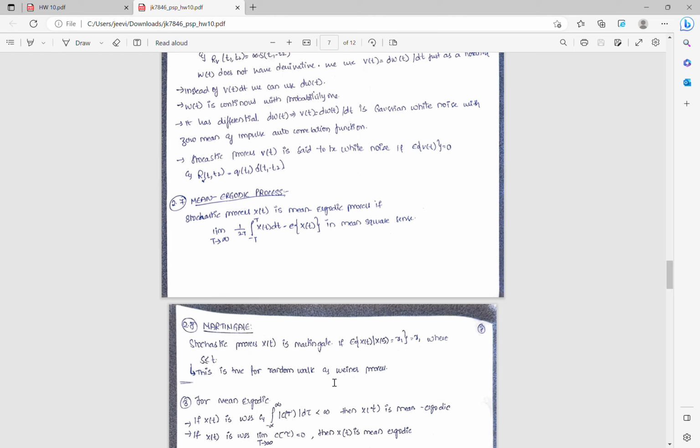This is true for random walk and Wiener process. Therefore, this is the solving of the second question in homework 10 of the course Probability and Stochastic Processes.